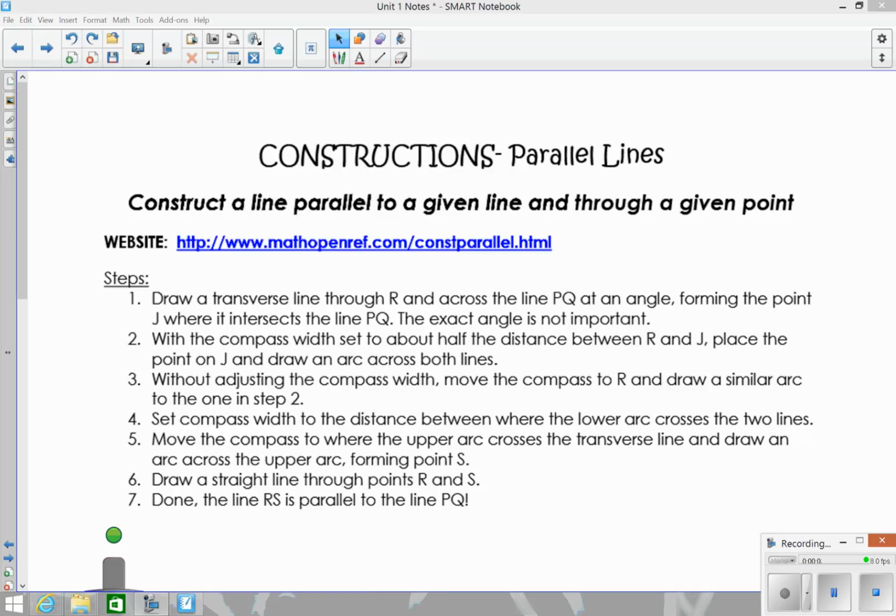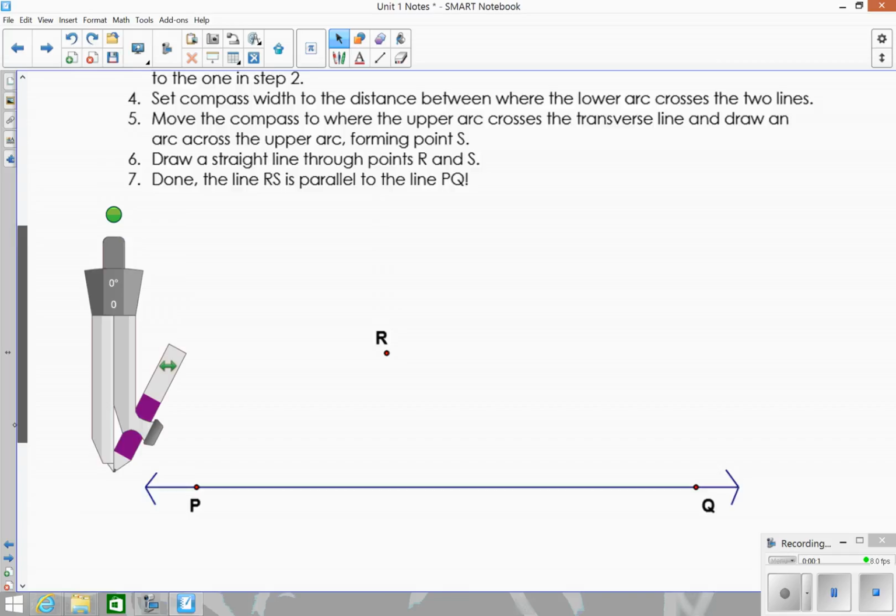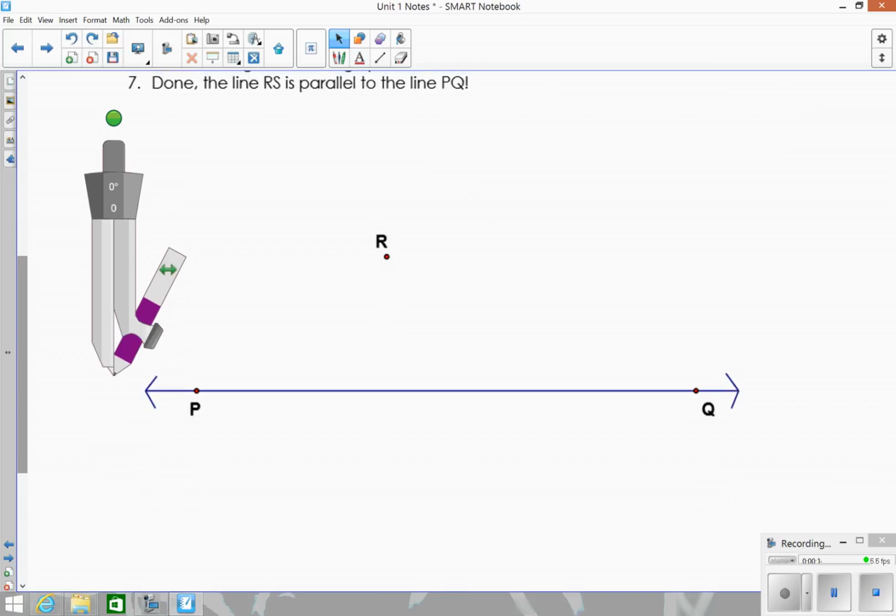In this video, you're going to learn how to construct parallel lines using a compass and a straight edge. So here's all the steps, but I'm just going to walk you through them down below. First thing you're going to start off with is you have a line, and you need to make a line that's parallel to this given line that's passing through point R.